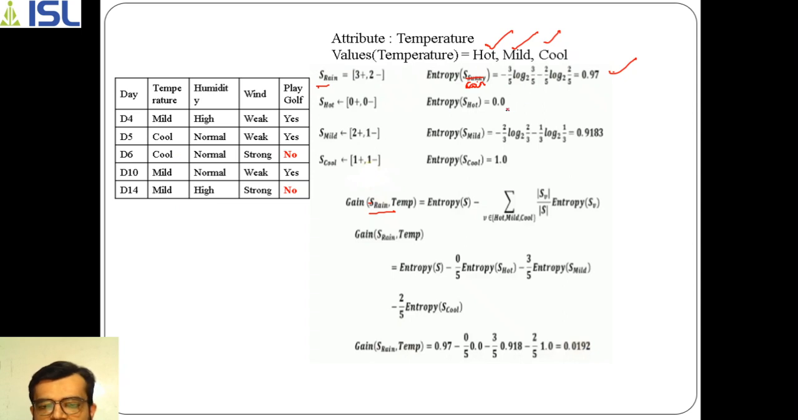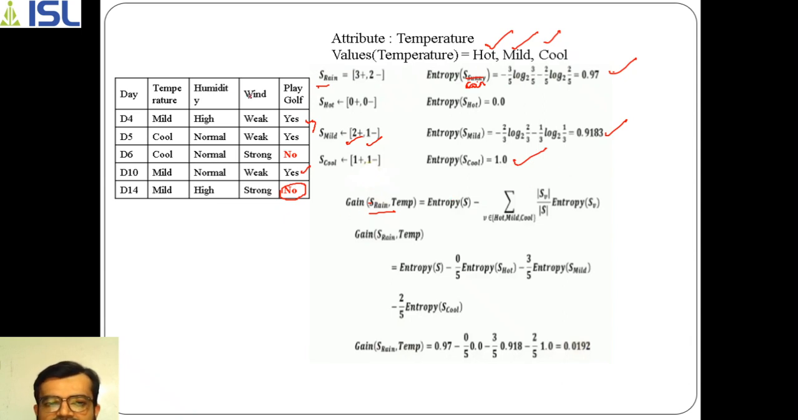That's why entropy is 0, zero impurity. For mild we have two positives and one negative, right? Two positives means in mild there is one yes and a second yes, and one negative. With two positives and one negative you get 0.9183. Similarly for S cool, we have equal number of positives and negatives, so entropy will be 1.